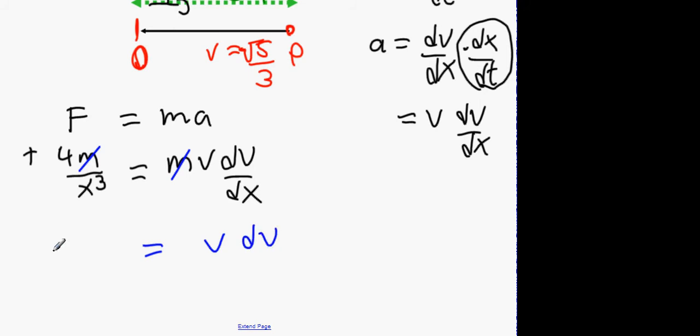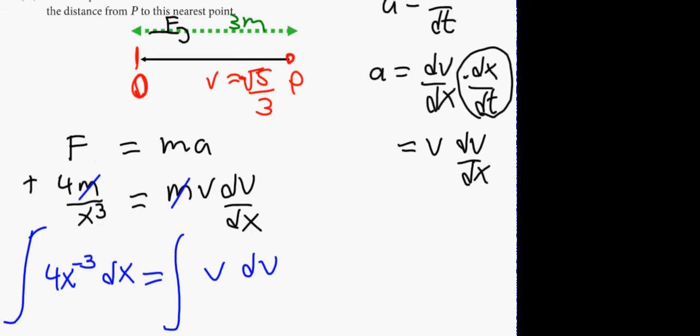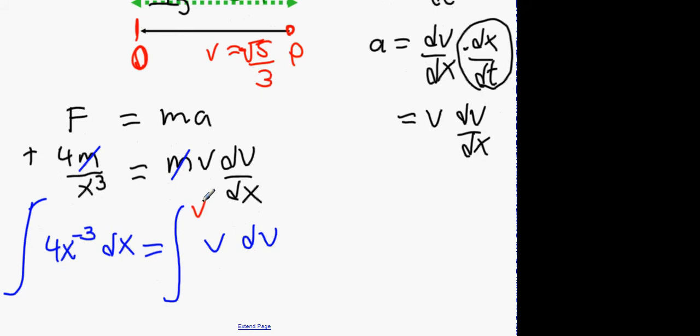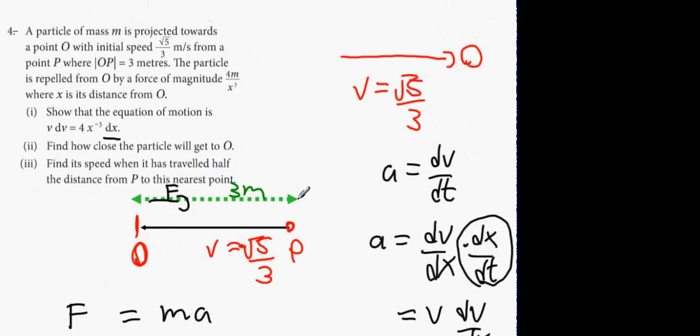equals 4x to the minus 3 dx. Put in your integral signs on both of them. Now, I need to figure out some limits. Okay, so the limits are going to come from, well, we know when that's v, that's x. It's finding the lower limits which is the problem. Okay. At the start of the question, it's 3 meters away from O.